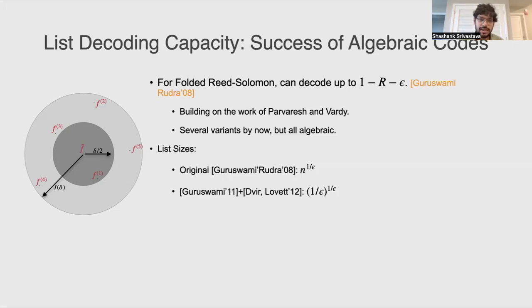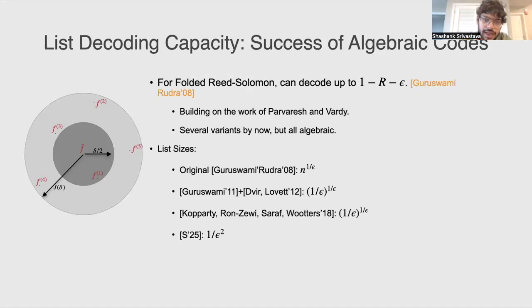This was improved by Guruswami, followed up by Dvir and Lovett together, who showed that with some modifications using subspace evasive sets, the list size can be made 1 over epsilon to the 1 over epsilon. Later, Kopparty, Ron-Zewi, Saraf, and Wootters showed that folded Reed-Solomon codes directly without any modification also have constant list size, the same sort of form of list size as proved by Guruswami, Dvir, and Lovett using subspace evasive sets.